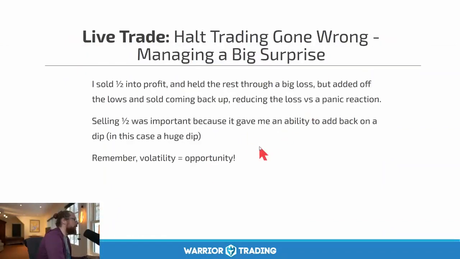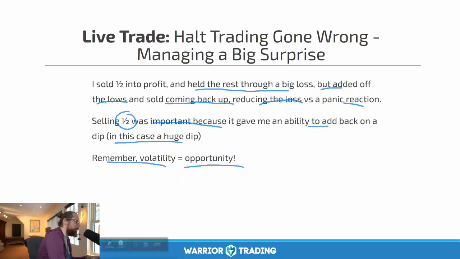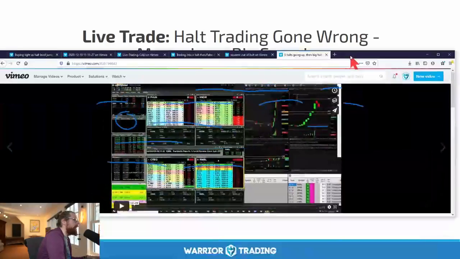So this is going to be, let's copy paste this. All right, so this is a reminder, live trade, trading halt trading gone wrong, managing a big surprise. I sold half in a profit and held the rest through a big loss, but added off the lows and sold coming back up, reducing the loss versus a panic reaction. Selling half was important because it gave me an ability to add back on a dip, in this case, a huge dip. Remember, volatility equals opportunity. All right, so let's see what we've got here.